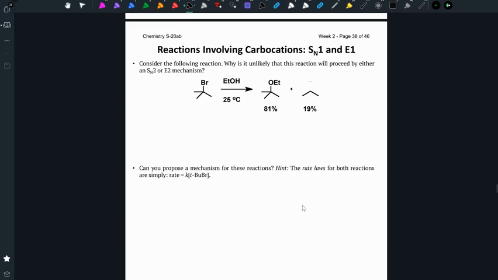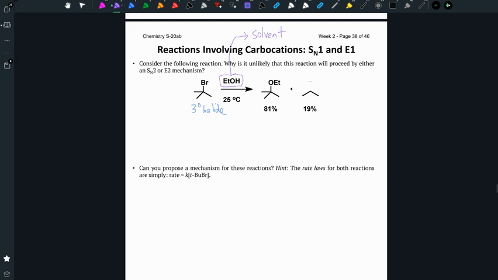All right, we're going to finish off the modules 21 and 22 lectures by talking about the SN1 and E1 reactions. So let's consider a situation where I have a tertiary halide, and I just put it in a solvent that could be nucleophilic. In this case, I'm going to leave it in a solvent of ethanol and just let it sit there for a while.